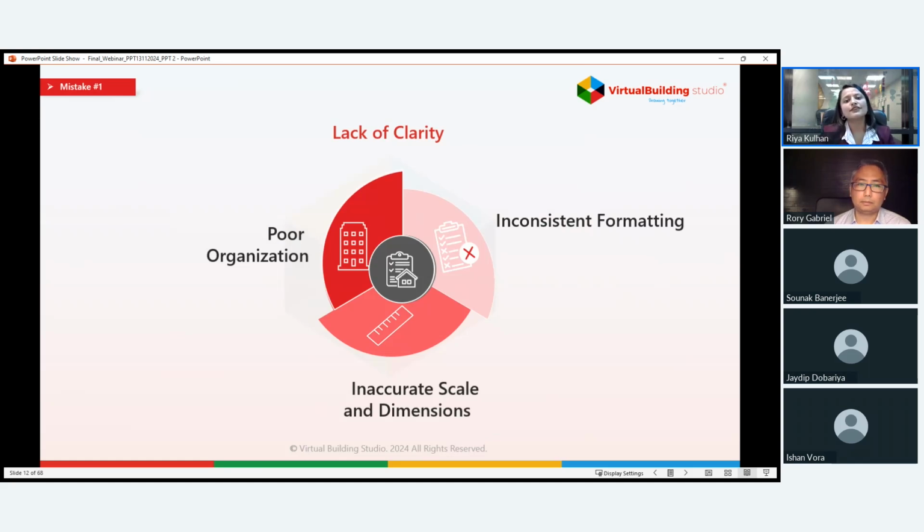So consistency in formatting helps create a visual flow so readers can focus on the content rather than deciphering how it's presented.